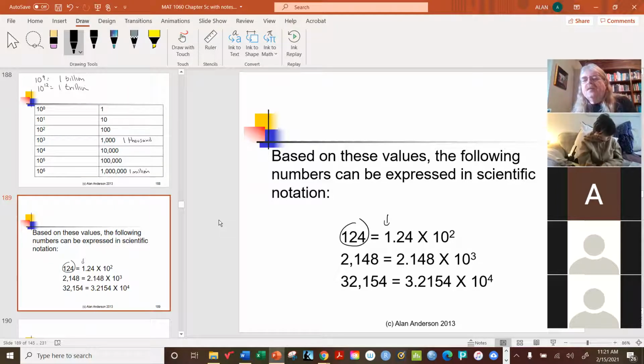In other words, here, if I write it as 1.24, in order to turn that into 124, I need to now multiply it by 10 to the second, which is 100. All right, so in other words, this is the same thing as this. Now here, you can see this was 2,148. In order to convert it into scientific notation, I would need a higher exponent, which is 3. And remember, 10 cubed is 1,000. So that means this is 2,148. And then 10 to the fourth, remember, is 10,000. So therefore, this is the same as 3.2154 times 10 to the fourth.